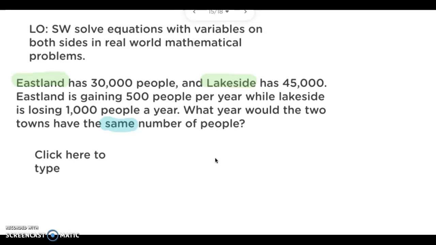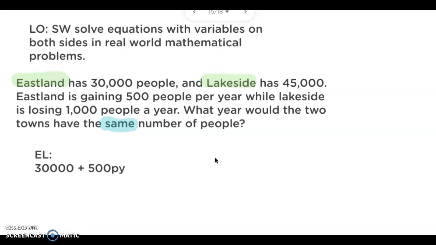I'm going to have Eastland. And what do I know about Eastland? Eastland has 30,000 people, right? And then it tells me that it is gaining. Gaining is going to be a plus. It's gaining what? 500 people. And I'm going to put PY for per year.